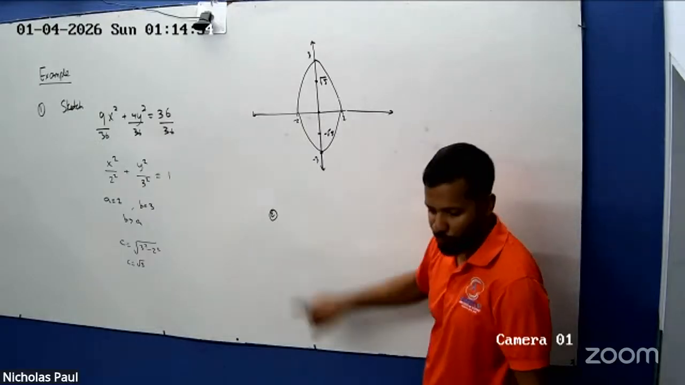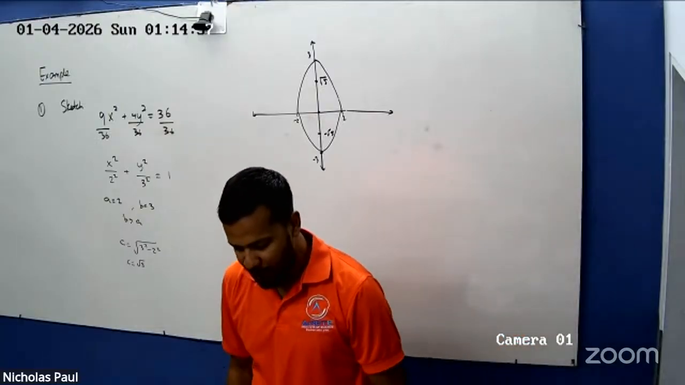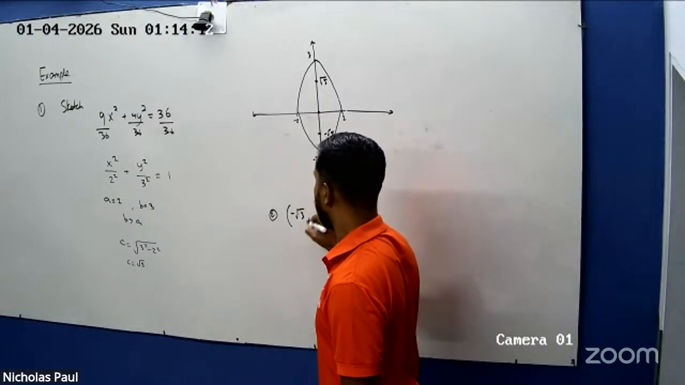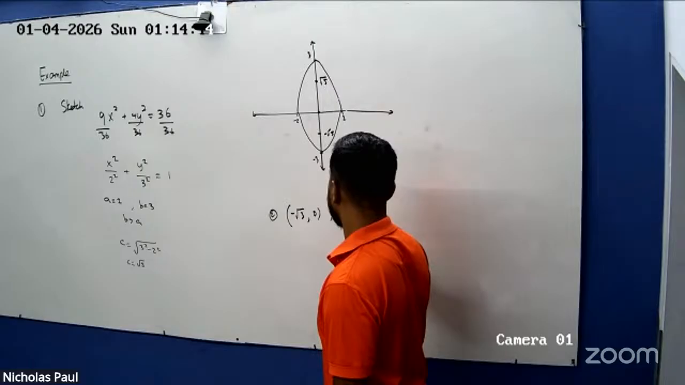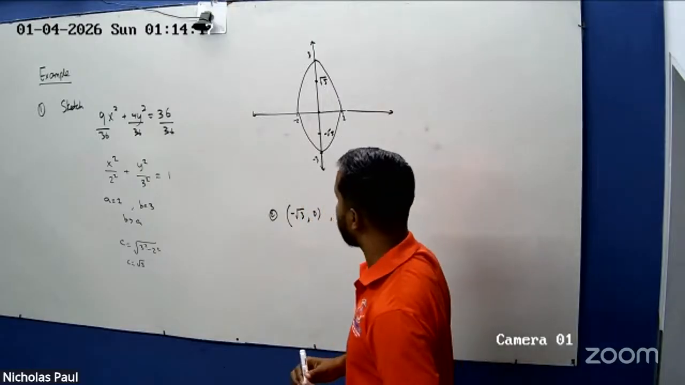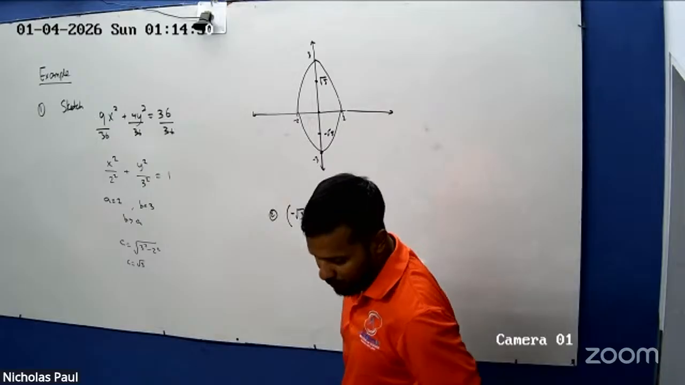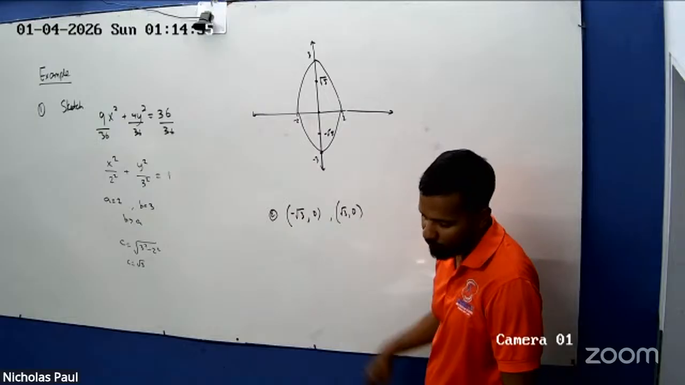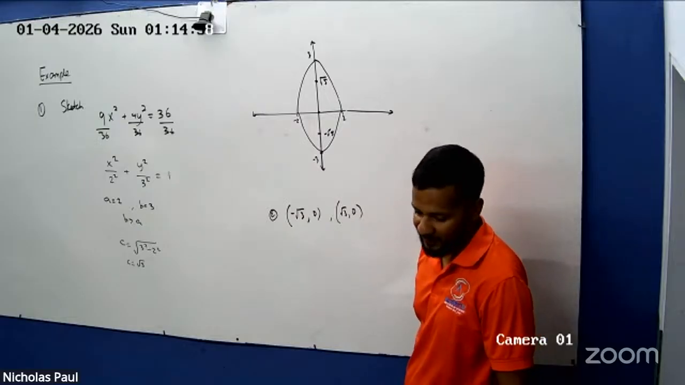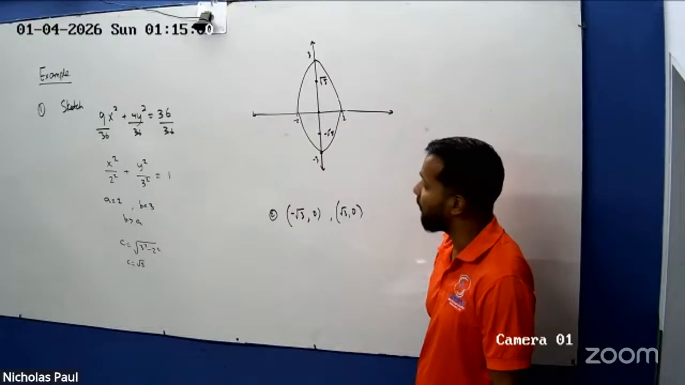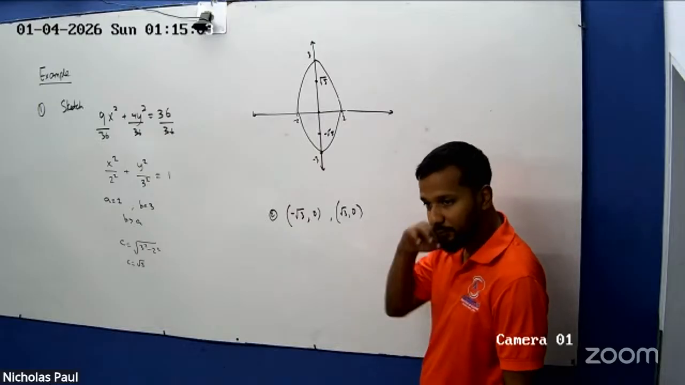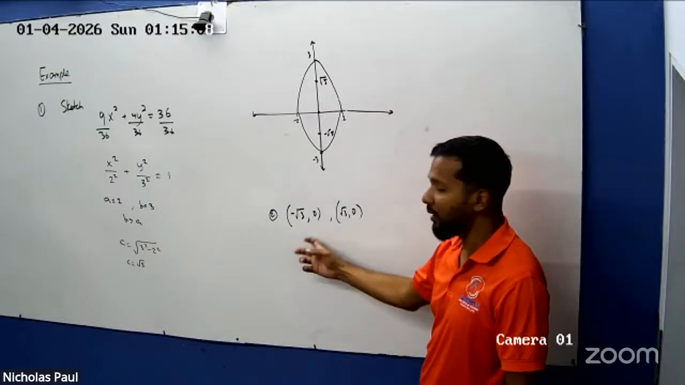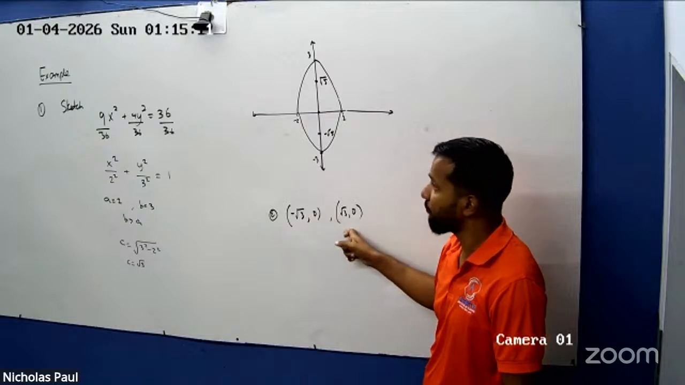Try this one, please. Find the equation of an ellipse given the foci minus root 3, 0 and root 3, 0, and the length of the minor axis is 6.